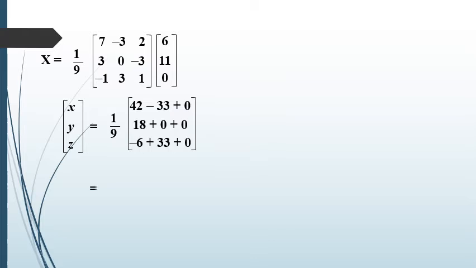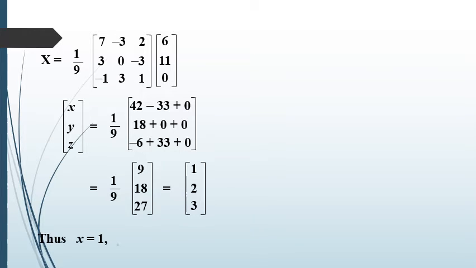So first we multiply the two matrices. Keep 1 by 9 as it is and multiply the two matrices. So on multiplying, we get 1 upon 9 into 9, 18 and 27. So on simplifying, we get x is equal to 1, y is equal to 2 and z is equal to 3, which are the required three numbers.